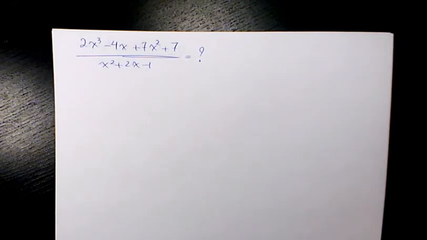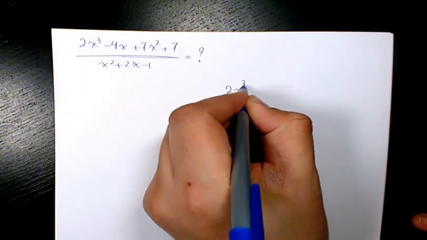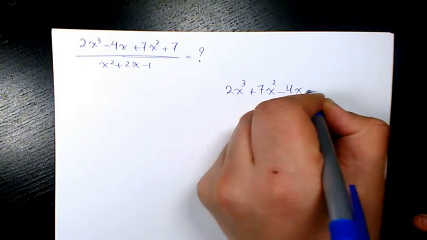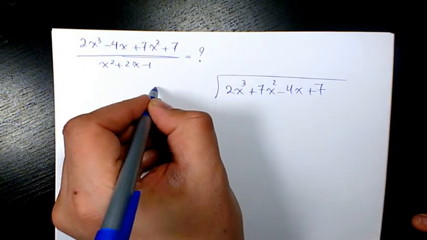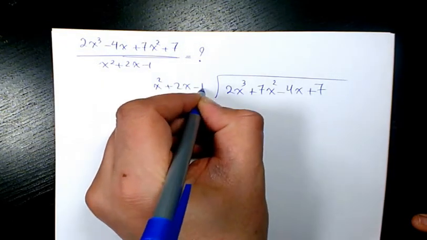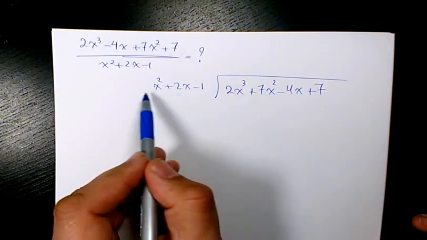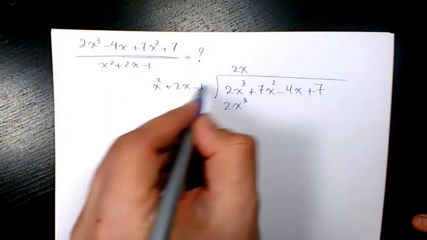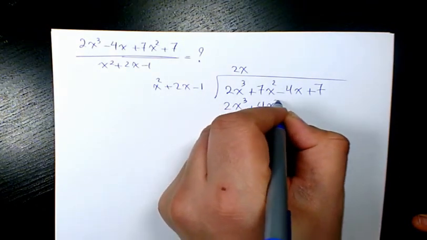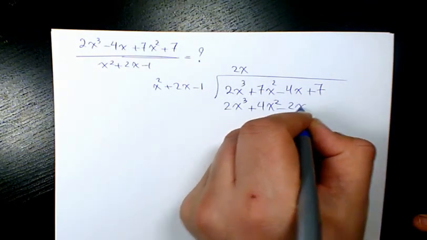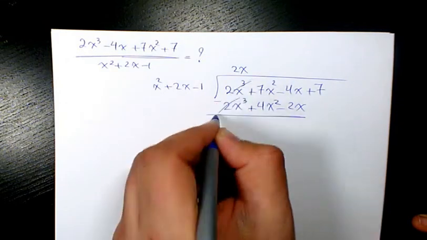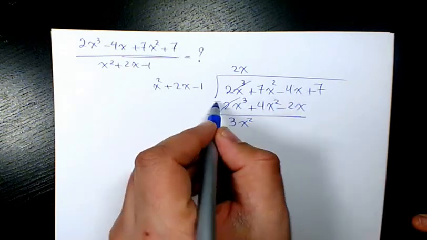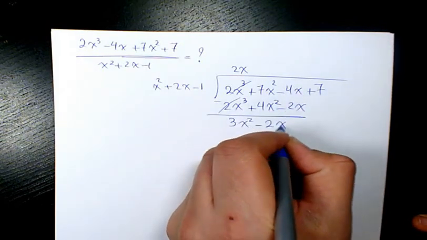Now in this example, I want to have 2x cubed minus, actually it's going to be plus 7x squared minus 4x plus 7 divided by x squared plus 2x minus 1. So 2x cubed divided by x squared is going to be 2x. 2x times x squared is going to be 2x cubed. 2x times 2x is going to be 4x squared. 2x times negative 1 is going to be negative 2x. When you subtract it, these two cancel out. 7x squared minus 4x squared is going to be 3x squared. Negative 4x minus negative 2x is going to be negative 2x.